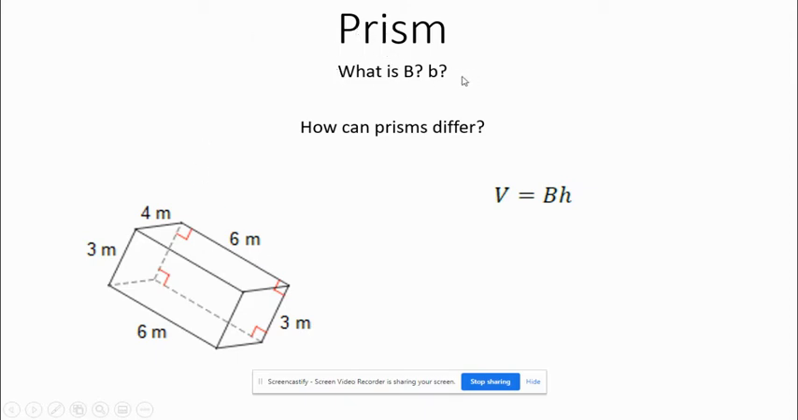I've got a couple of questions here again for you. What is capital B and what is lowercase b? And how can these prisms differ? This question's a repeat from the last video, so if you don't want a spoiler, pause the video.